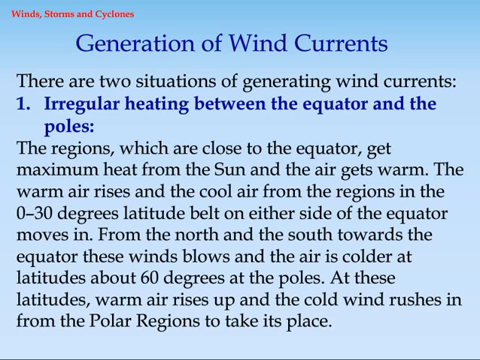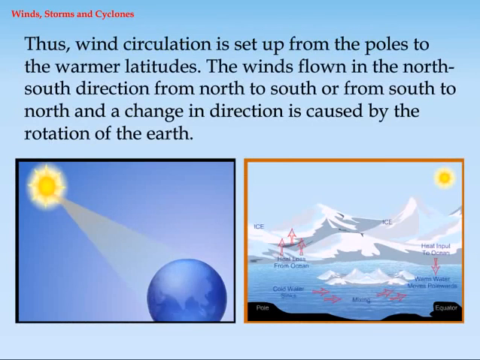These winds blow from the north and the south towards the equator, and the air is colder at latitudes about 60 degrees to the poles. At these latitudes, warm air rises up and the cold wind rushes in from the polar regions to take its place. Thus, wind circulation is set up from the poles to the warmer latitudes.